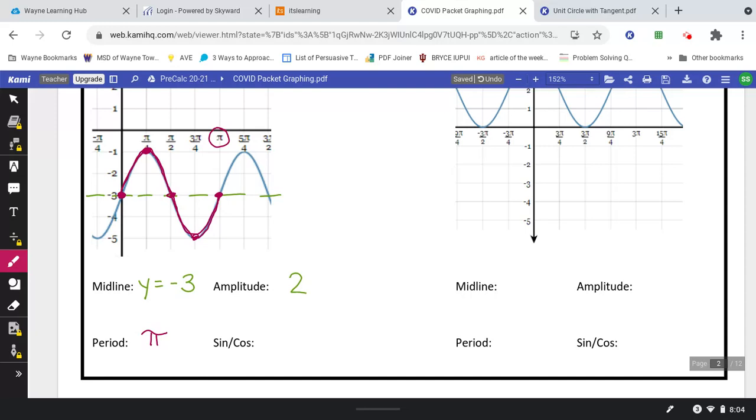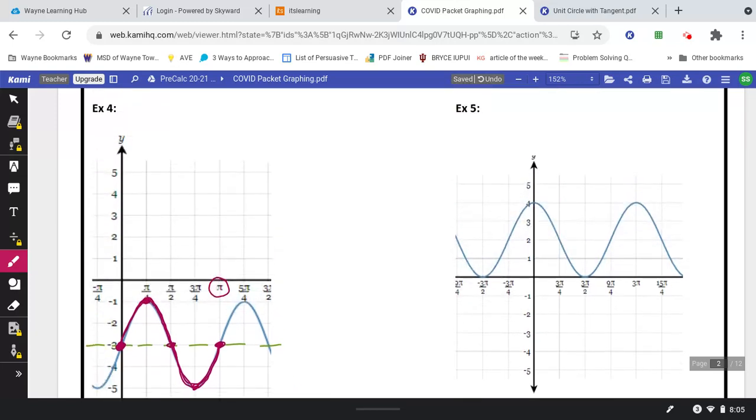And then we need to identify whether this is sine or cosine. This is going to be a sine graph because it starts in the middle. It starts on the baseline right here. Sine graphs always go up and then down and then back to the middle.